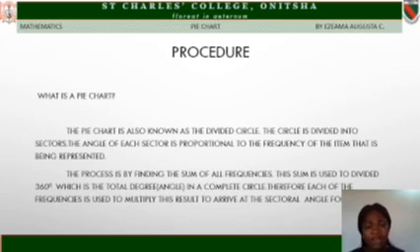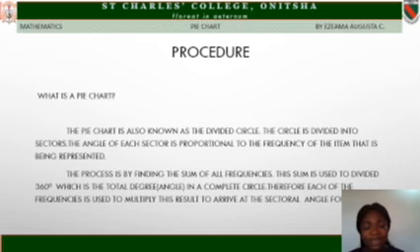Procedure. First of all, let's look at what is a pie chart. The pie chart is also known as the divided circle. The circle is divided into sectors. The angle of each sector is proportional to the frequency of the item that is being represented.